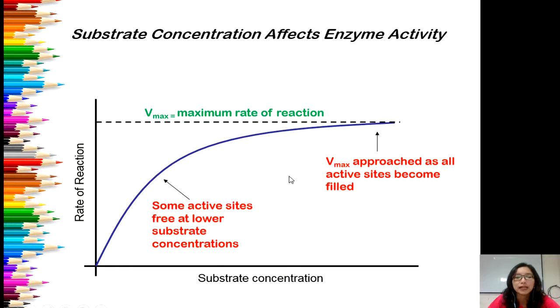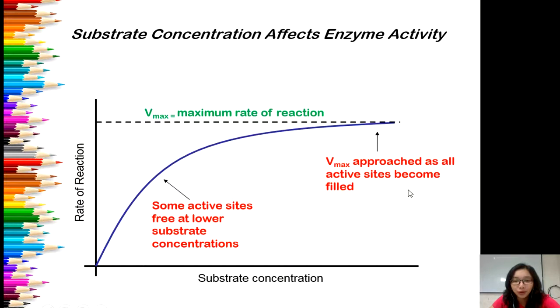When you have a low concentration of substrate, there are still many free active sites, and there will not be much reaction because there is only a little substrate, so of course you will only produce a little amount of product. But as the substrate concentration increases, more substrate will bind onto the active sites of enzymes, more complexes will be formed, and there will be a higher rate of reaction.